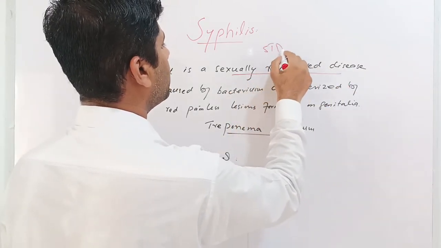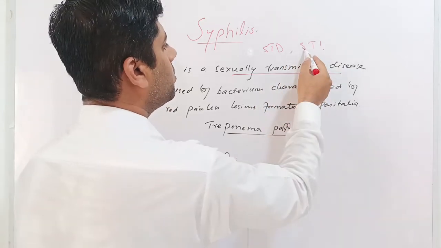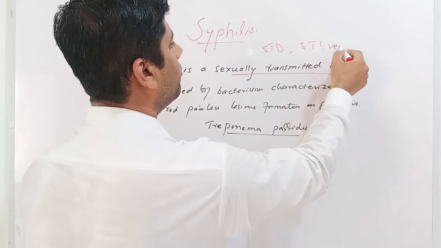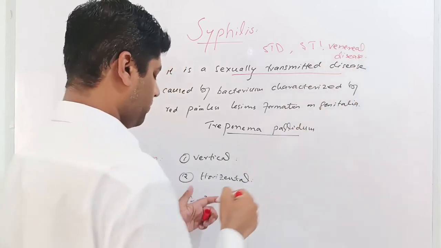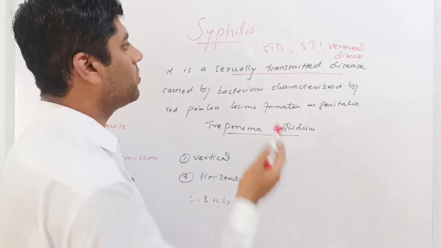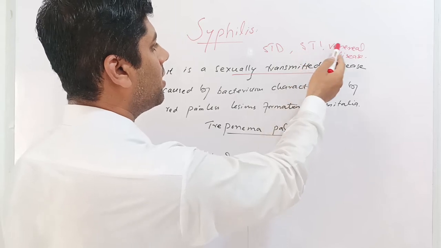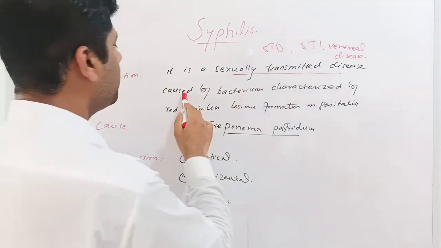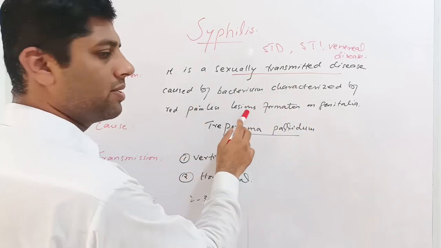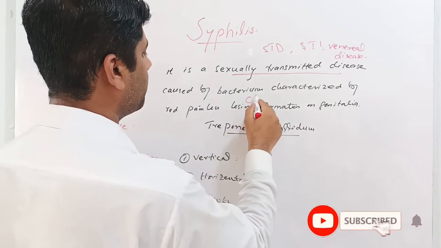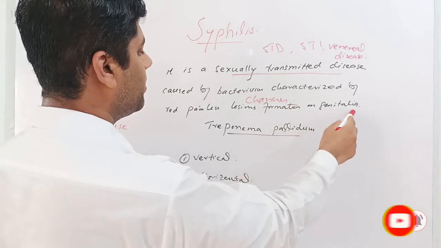It is also called STD, sexually transmitted disease, or STI, sexually transmitted infection, or venereal disease. All these terms refer to syphilis. It is caused by a bacterium and characterized by red painless lesions. These lesions are called chancres, and they are usually found on the genitalia.